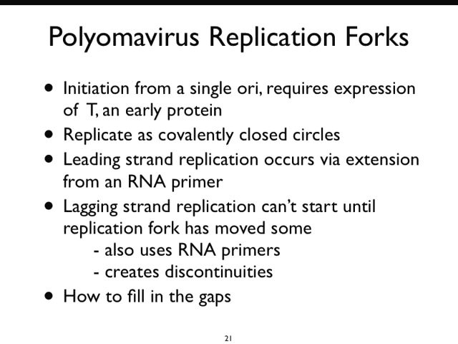Okay. Let's start on our replication journey with polyomavirus replication forks. As I said to you before, initiation is from a single origin, a single site, with sequence-specific recognition by the T protein. T actually stands for tumor antigen, and it's because part of it gets elaborated on the surface of cells that are transformed by this virus. And that's an early protein. It's the first protein made in the infected cell.